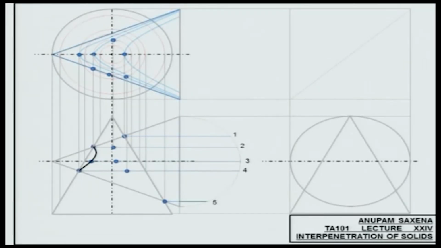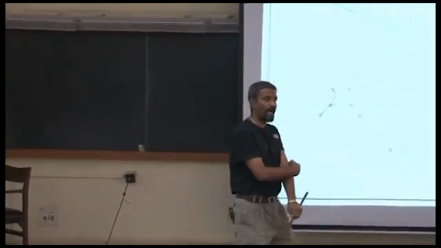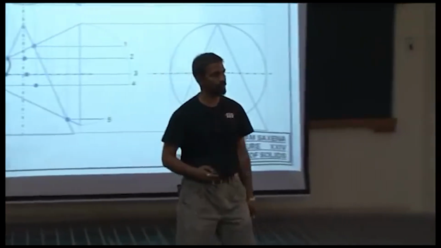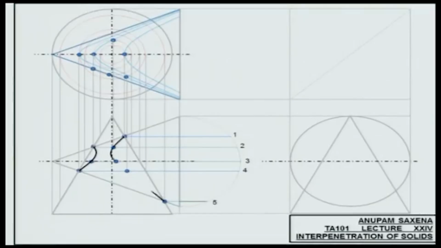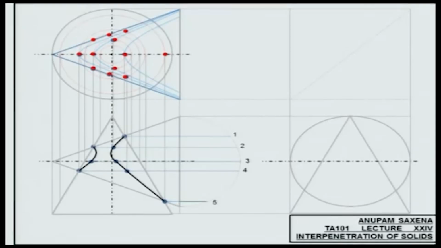Once you figure out the intersection points, as I said, the number of planes that I have chosen are not adequate. They have to be adequate for you to get the actual contour of intersection. That's the first one, that's the second one. And if you map these intersection points properly in the top view, these are going to be shown in red. Join them.